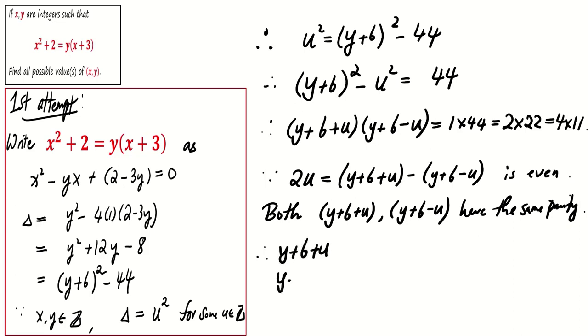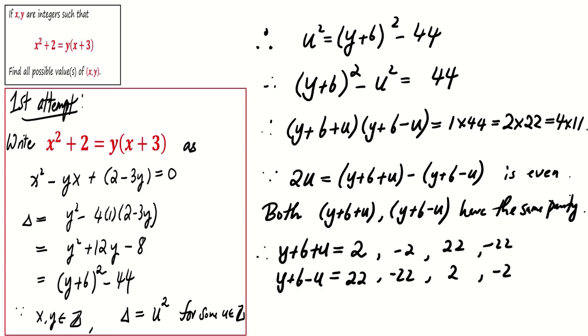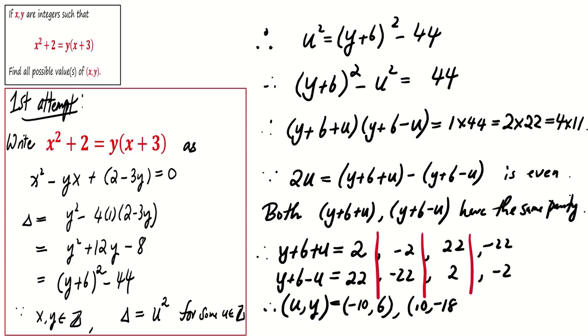So, we consider the possibilities for these values. By solving these equations, we find the pairs (u, y) as (plus or minus 6, 6), (plus or minus 10, negative 18).